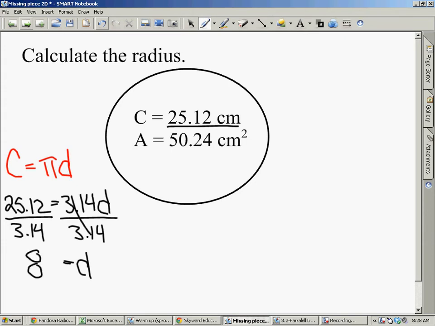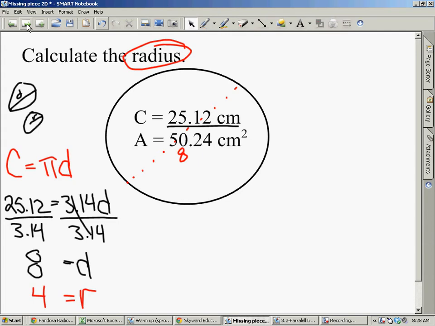8. Now I need to remember again, D is all the way across the circle, R is halfway across the circle. So this 8 is telling me the distance all the way across the circle. But the question asked for the r, so the question asked for what was half of that. So that means half of 8 is 4, making our radius 4.